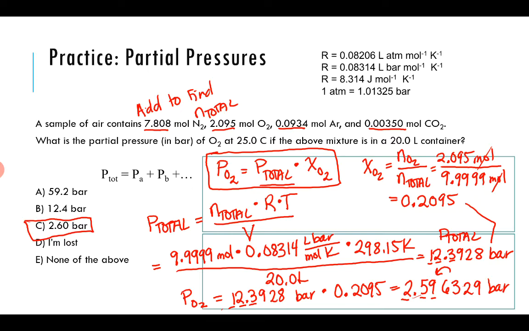And so once you get familiar with the concept of partial pressures, you'll be able to decide, based on the information I'm given, which problem-solving strategy should I employ. Sometimes you're given enough information to solve the problem in more than one way, and other times you're limited and you can only solve the problem in one way.